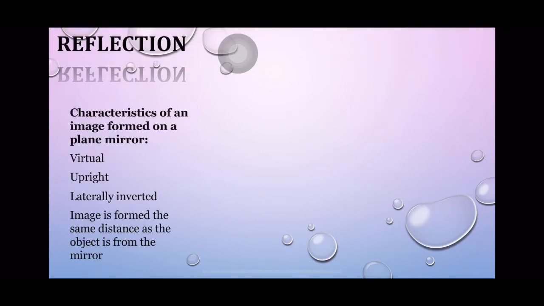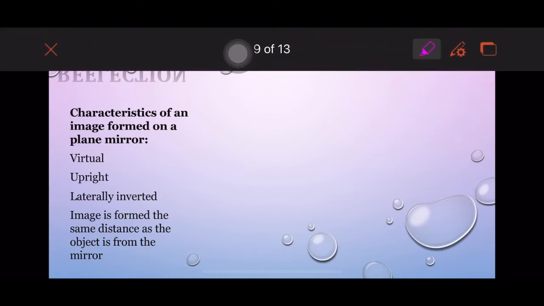Okay, moving on. What are the characteristics of an image formed by a plane mirror? First, it's virtual, it's upright, it's laterally inverted, and the image is formed the same distance from the mirror as the object. So let's try that.